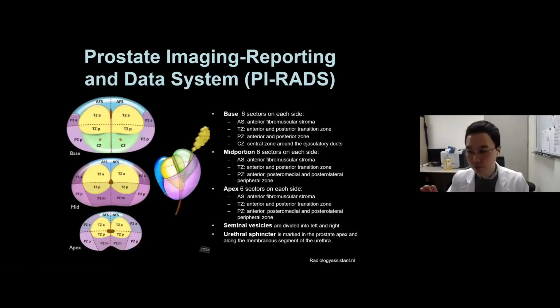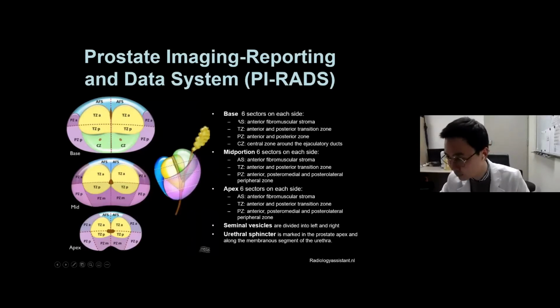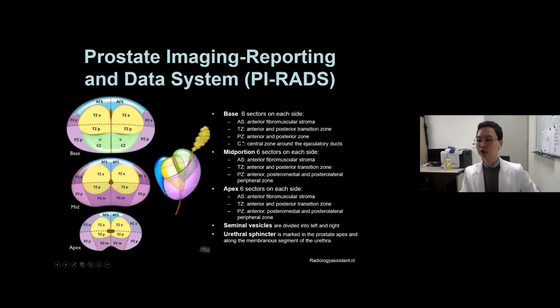And also when you see MRI reports like PI-RADS reports, you can see abbreviations of AS, TZ, and PZ. So you might wonder what they are indicating. These are the centers of the focus, from the sector map that radiologists are using.